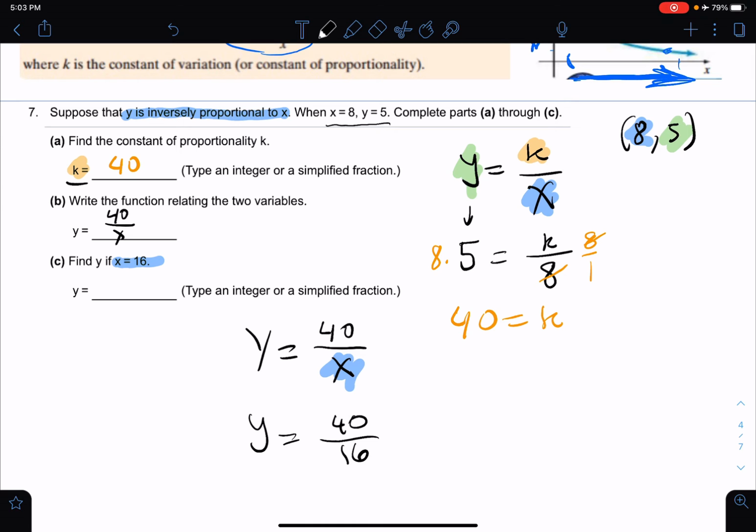Now be careful, because sometimes MyMathLab does get a bit picky. Type in the integer or simplified fraction. Okay, no more decimals on this one. We got to simplify the fraction.